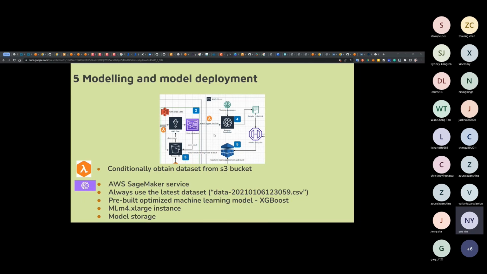The specific method is to specify a timestamp to identify the time of the file when naming the file. For example, use a format such as year, month, day, hour, minute, second to name the file. In this way, there will be a file name with the timestamp in the S3 bucket, and we can get the latest file through simple coding. We have chosen the SageMaker XGBoost model and selected the machine learning M4 xlarge instance. The trained model will be stored in our data lake.